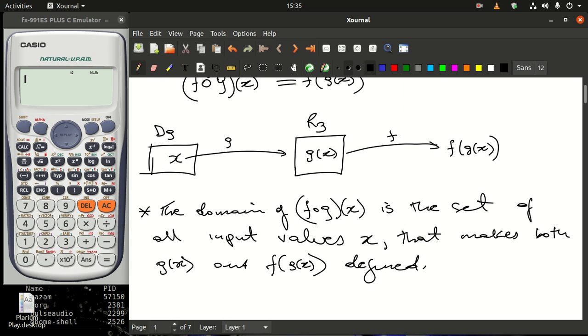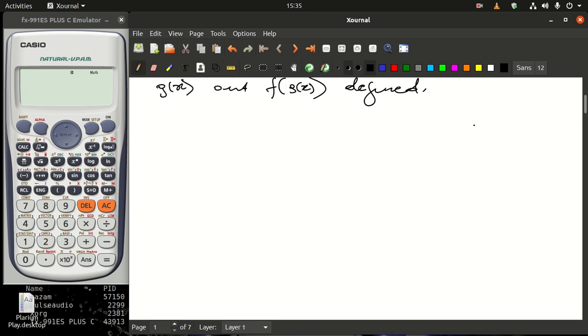I have X, and X goes through this rule G of X, and then G of X processes it and gives some output. This output is then taken again and plugged inside F of X, and F of X processes it, and then you end up getting the final output. Looking at this, we can think of this as a process.